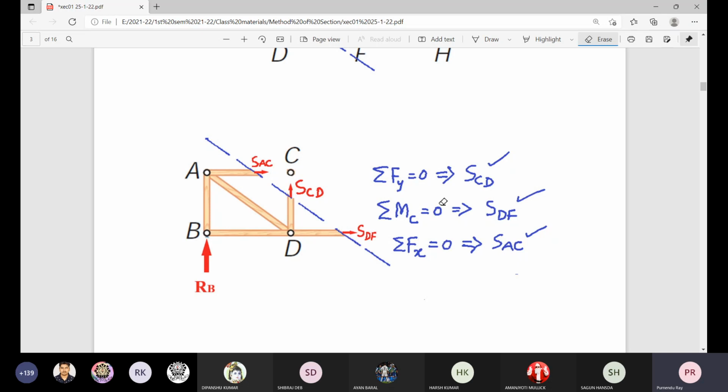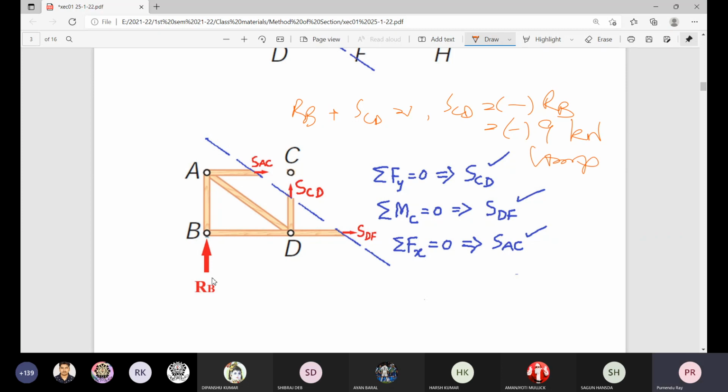Now sigma Fy = 0 will automatically give you the SCD. Now what about the nature of this force SCD? RB plus SCD is equal to 0. So SCD is equal to minus RB, that is minus 9 kilonewton, compressive.